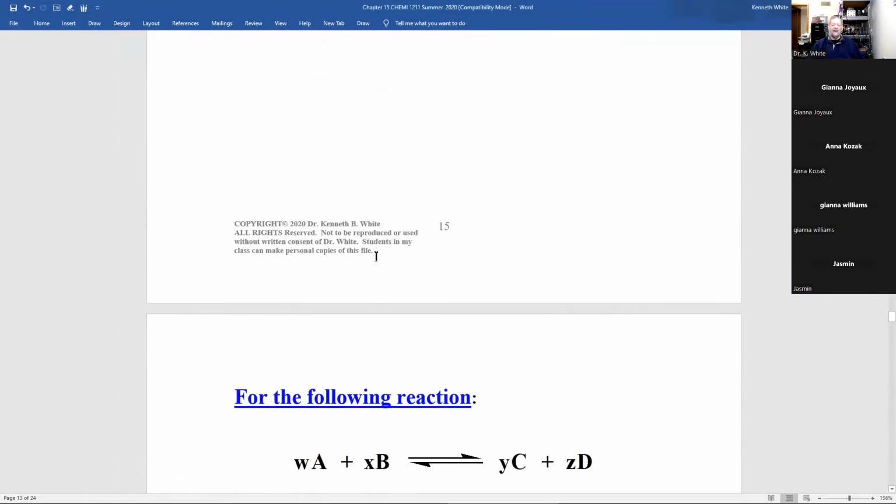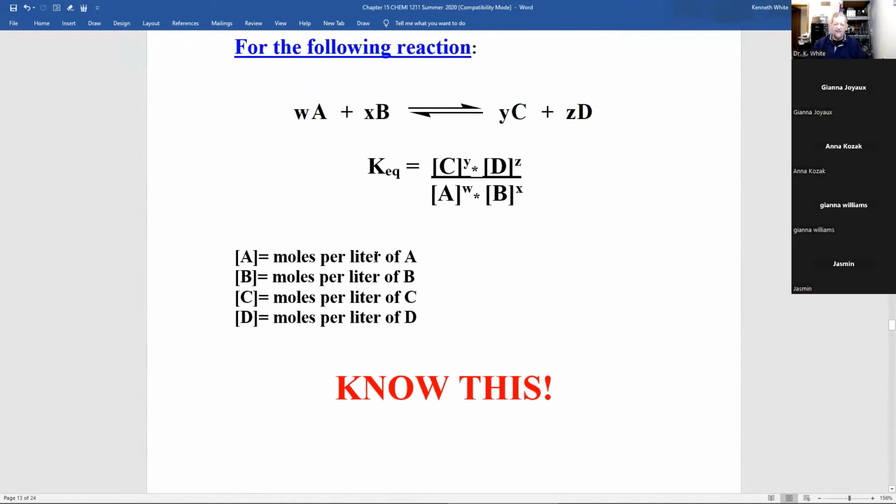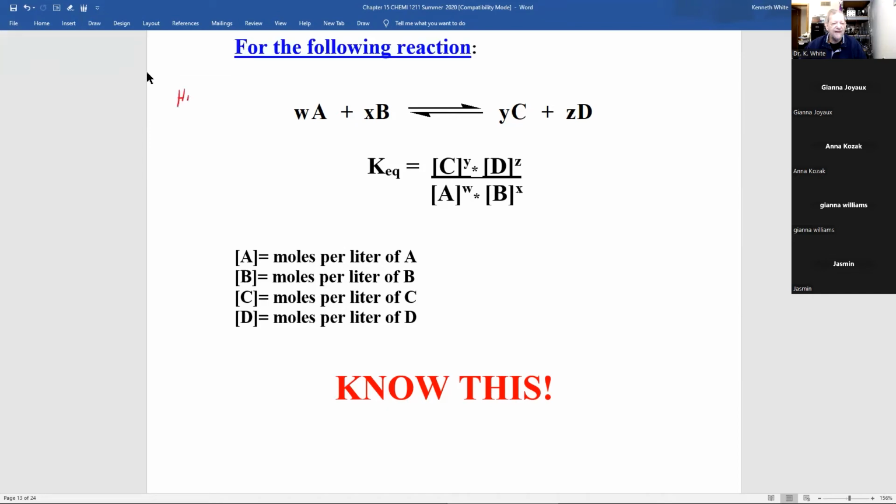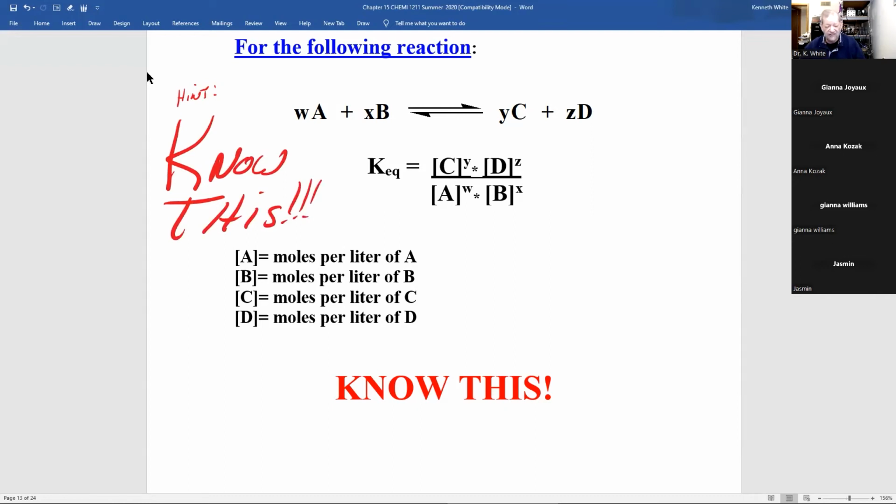Now, let's look at the following reaction. Can everybody see this right here? wA plus xB. Thank you, Gianna Williams. Oh, it even says it on the slide here. Know this. All right. Now, what does that mean?